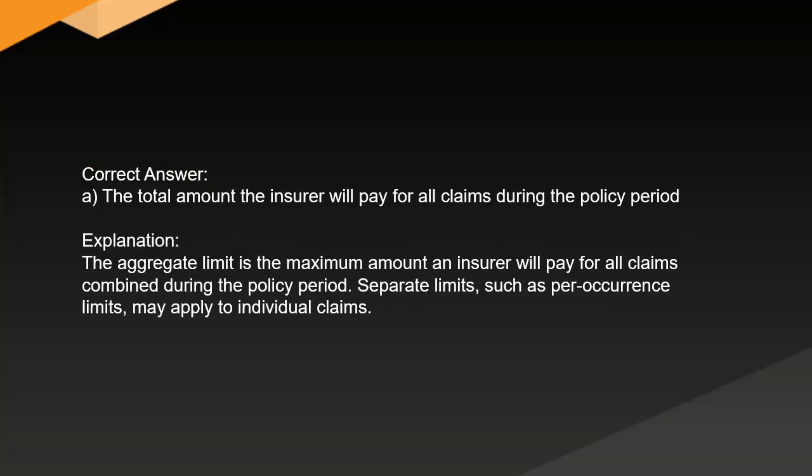Correct answer. A. The total amount the insurer will pay for all claims during the policy period. Explanation. The aggregate limit is the maximum amount an insurer will pay for all claims combined during the policy period. Separate limits, such as per occurrence limits, may apply to individual claims.